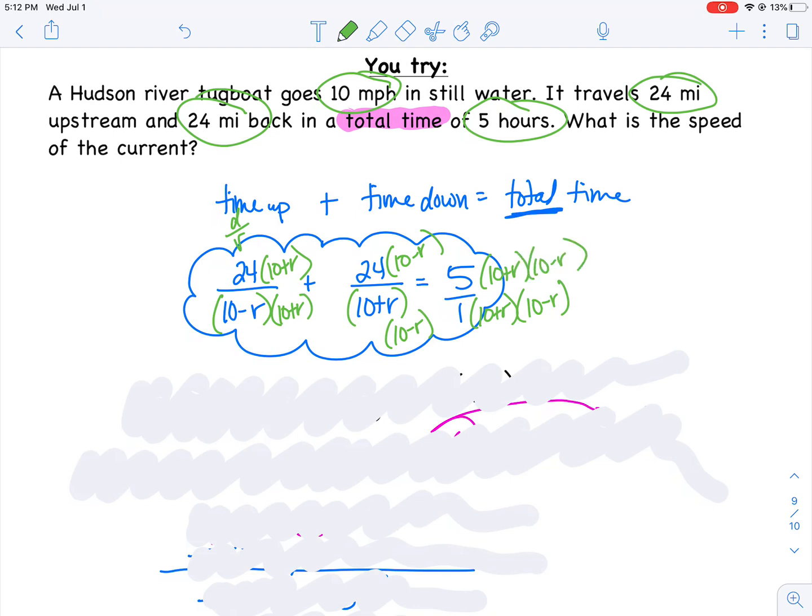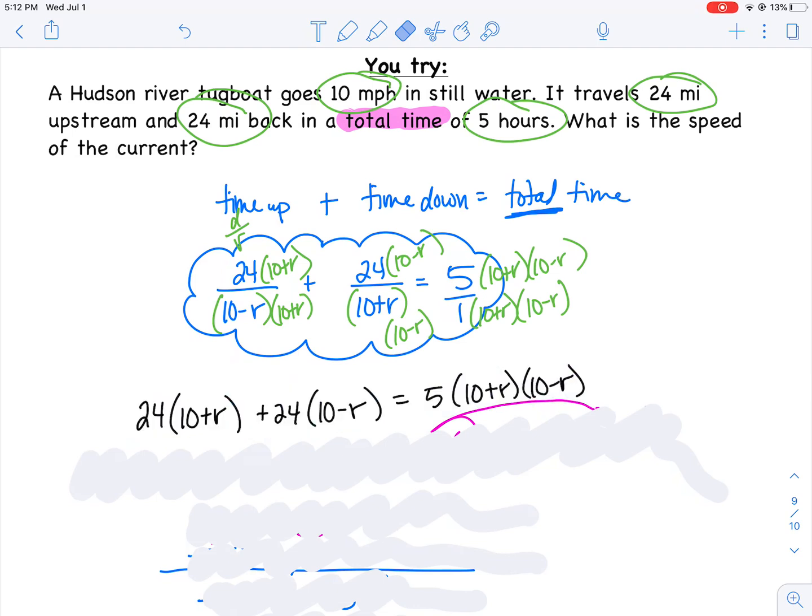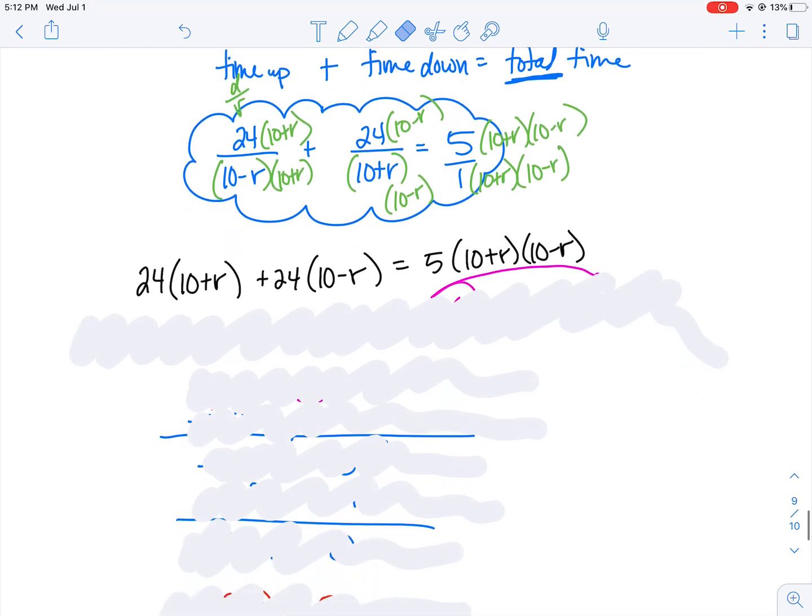And now that my denominators are the same, I can just worry about my numerators. And so now I have an equation that looks like this. I'm going to distribute, I'm going to FOIL, I'm going to distribute the 5. Pause the video. If you haven't done that yet, come back to me in a second and make sure you have all the same terms I do.